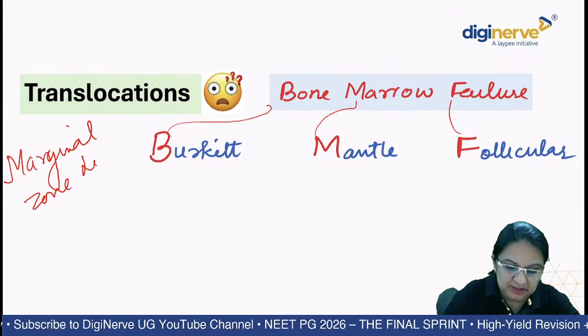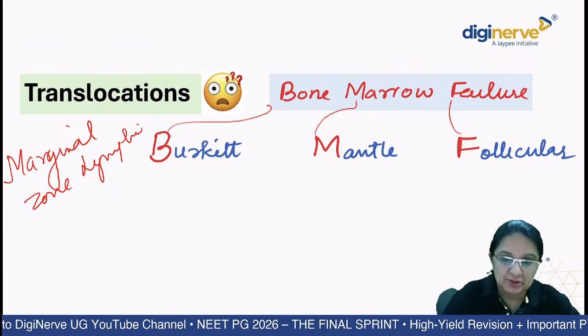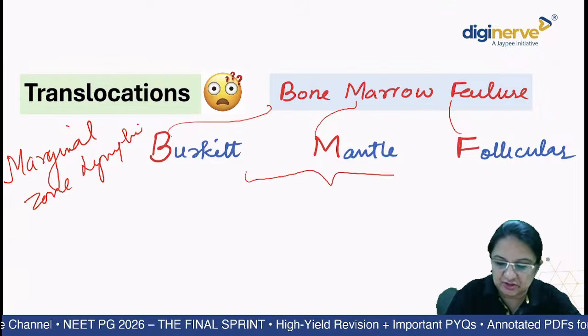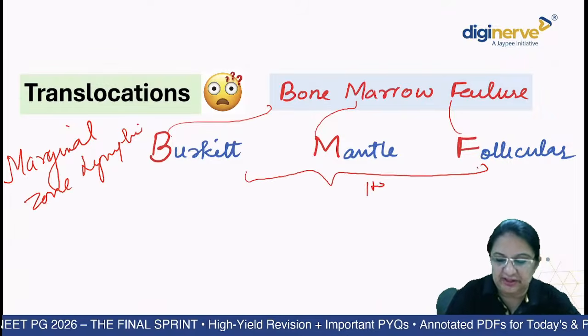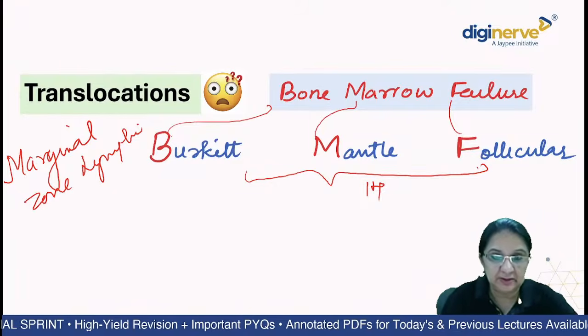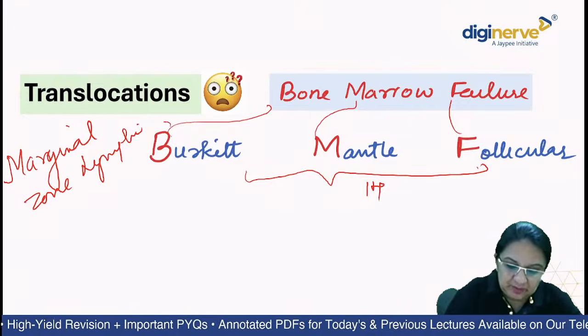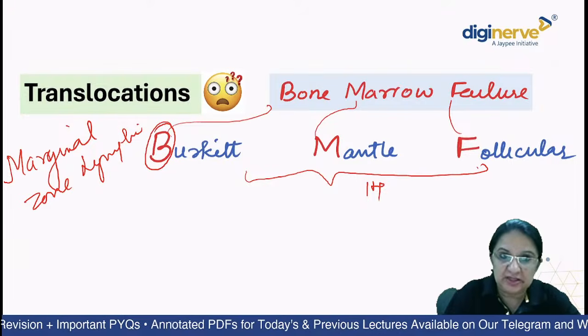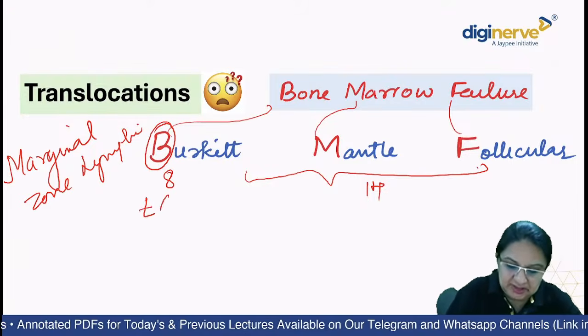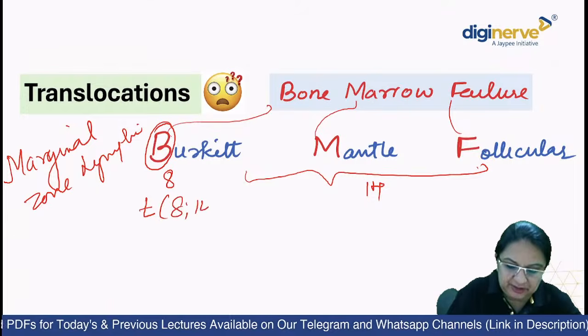Okay, marginal zone lymph node. So for all the translocations, all these three translocations, the common number is 14. Just remember common number 14. Ek number yaad karo. Right? Now, Burkitt, B looks like what? 8. Okay. So your translocation is 8, 14.